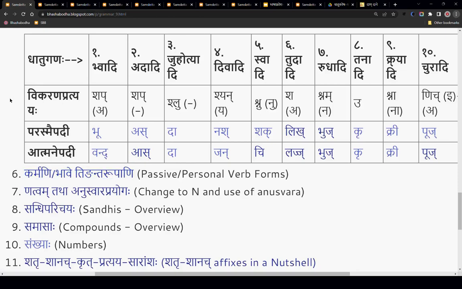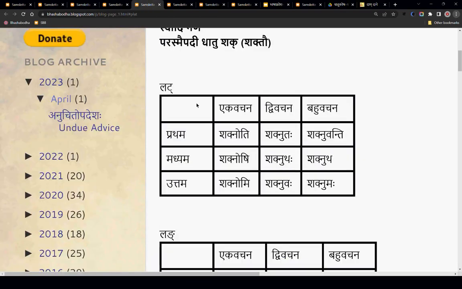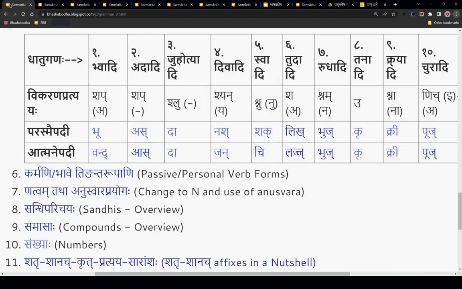The in-between letter is called vikarana pratyaya. So you may be wondering, what is this vikarana pratyaya? The in-between letter, what we see here, nu, coming between the dhatu and the ending letter, is called vikarana pratyaya in grammar. This is a grammatical term. And for the first gana, the vikarana pratyaya is actually a, like bhavati, vandate, vand is the dhatu, vandate, etc.